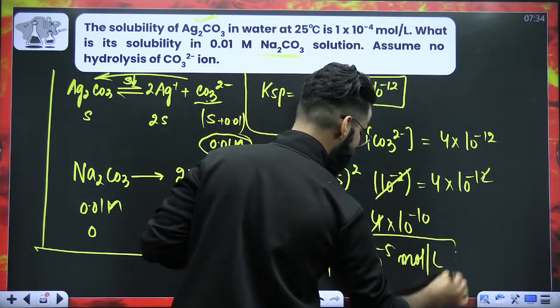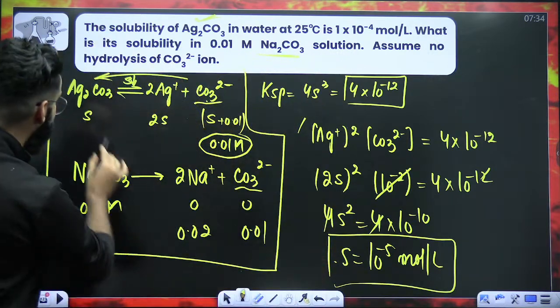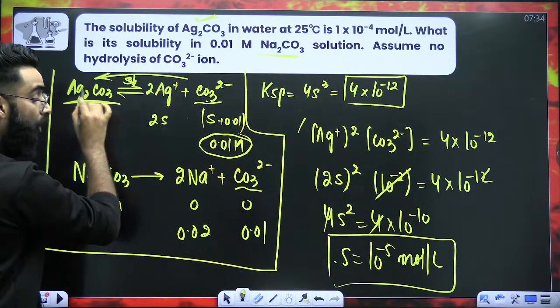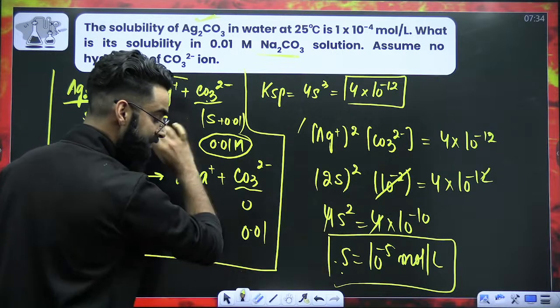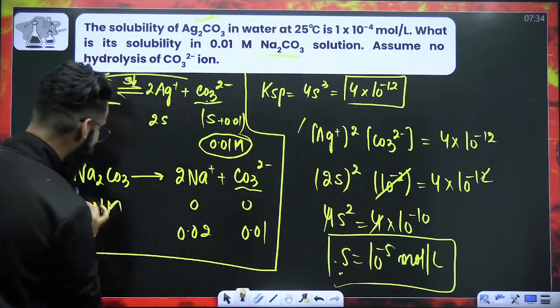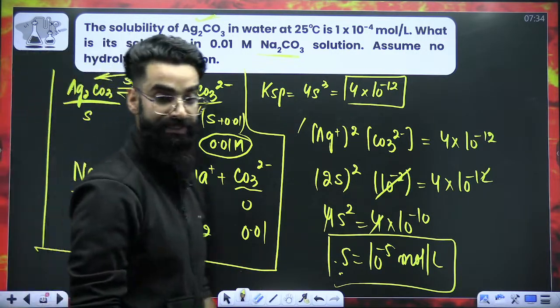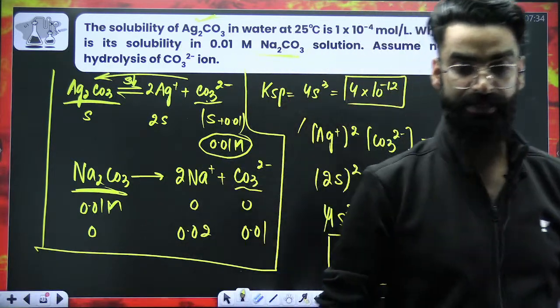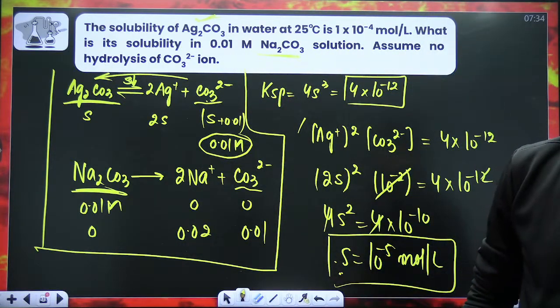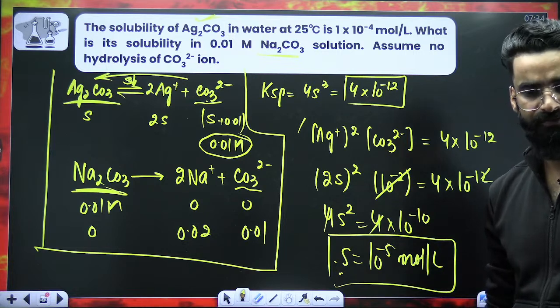Now, if I ask you what is this S? This is the solubility of same Ag2CO3, but not in water. This is the solubility of Ag2CO3 in Na2CO3. With the help of what? With the help of common ion effect, we calculated it, right?